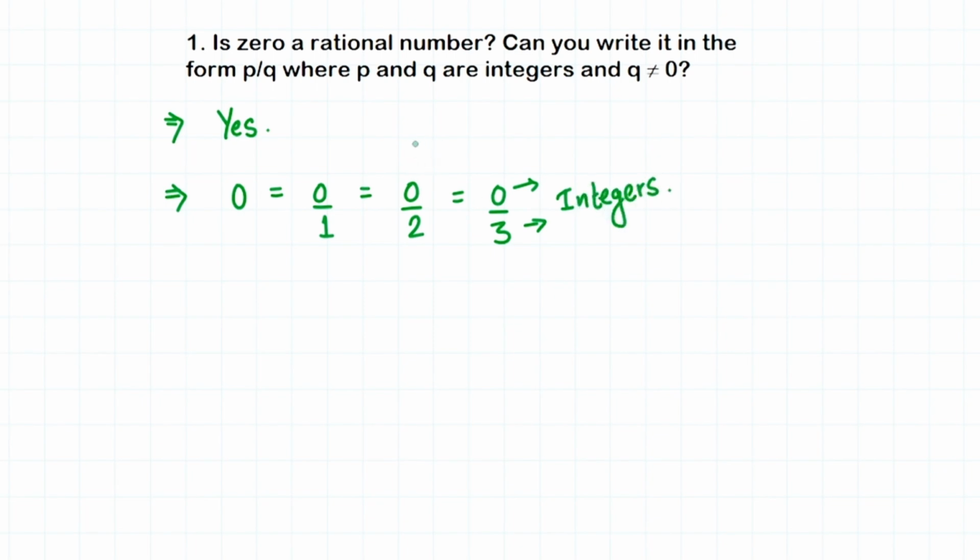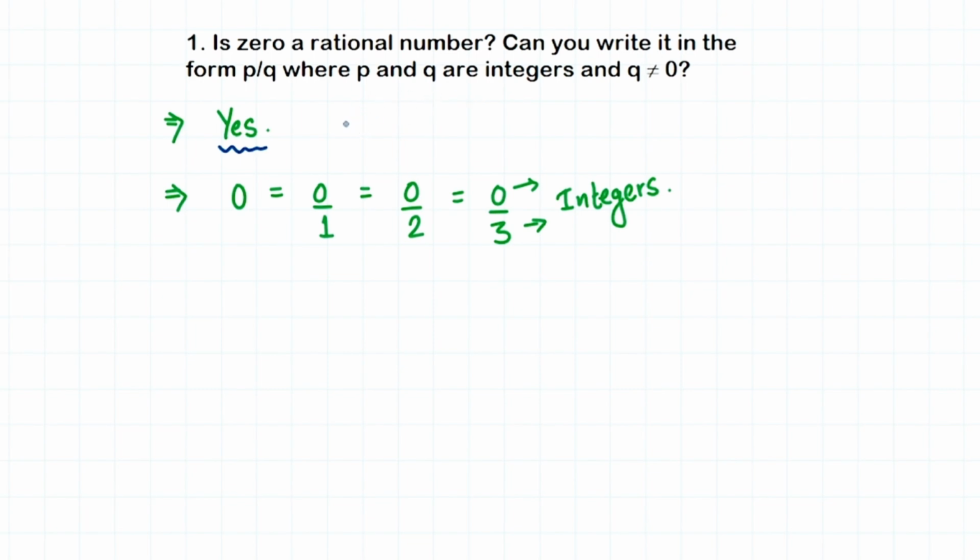So the answer to our question, is 0 a rational number? Yes. And can we write this in the form of p divided by q, where p and q are integers? Yes, we can do that as well. Now, you might ask, why is our answer yes, right? Why is 0 a rational number? Now, the answer to that question is actually in our question.